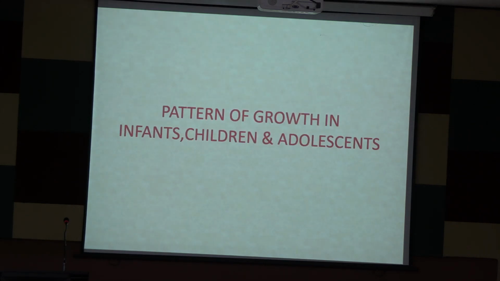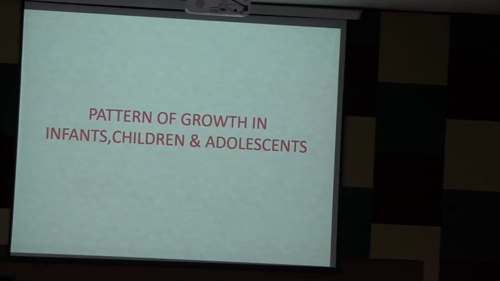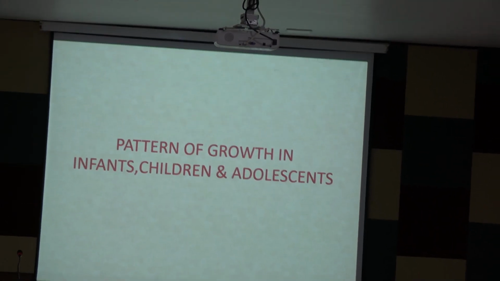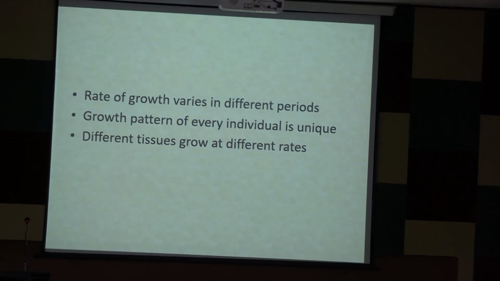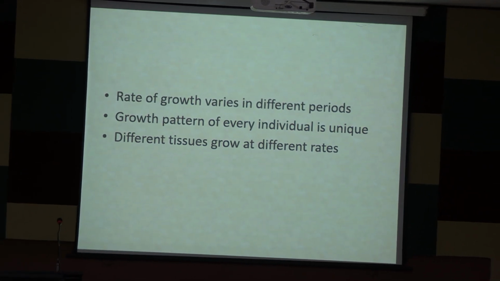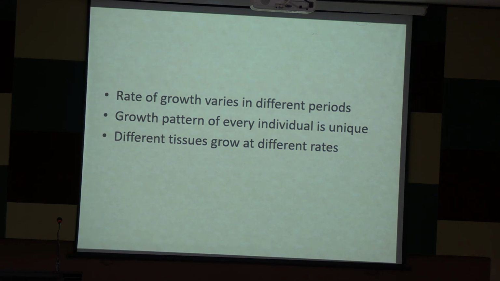The next point of discussion is what is the pattern of growth in infants, children and adolescents. There are some unique features of growth and development, and we will discuss these topics under the following headings: rate of growth varies in different periods. Growth pattern of every individual is unique. How unique? We will discuss later. And different tissues grow at different rates. The growth rate is not the same for all the tissues.